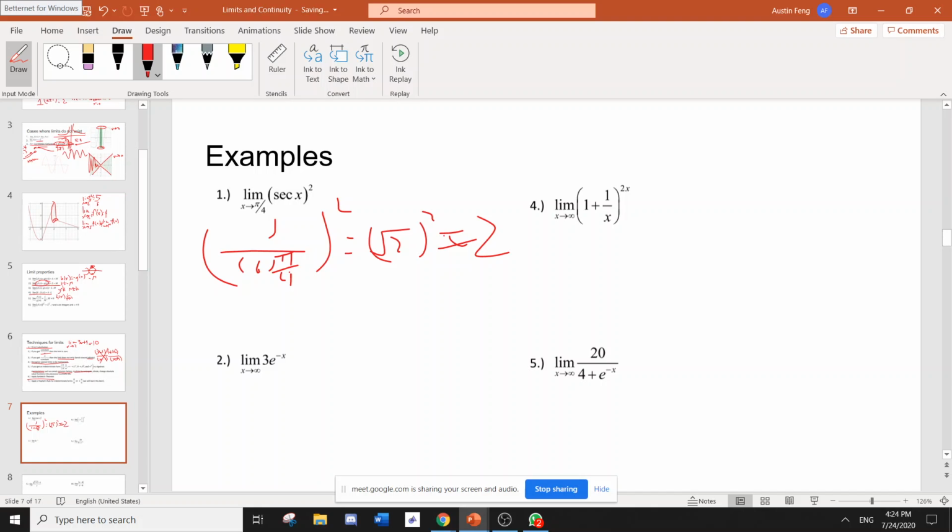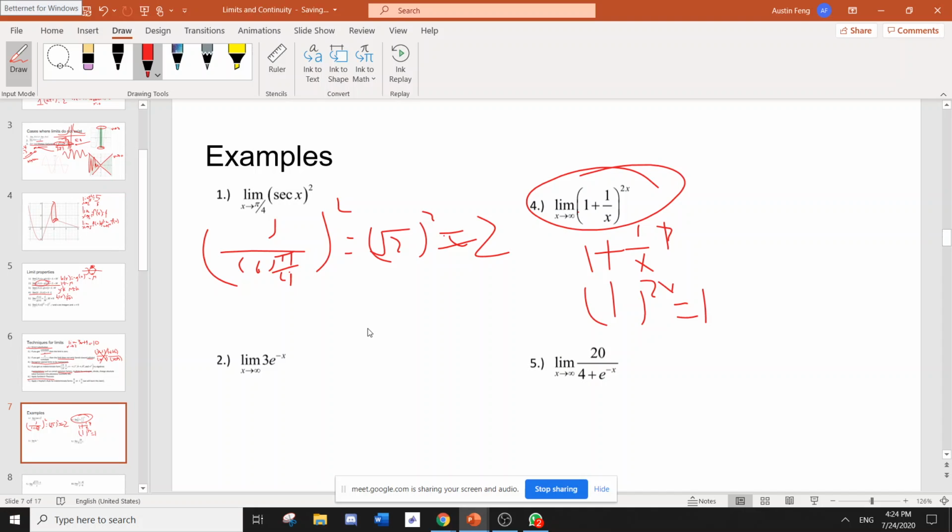And then let's look at number 4. So when x goes to infinity, 1 plus 1 over x goes to 1. However, this is actually not the case. You'd expect it to go to 1 because you get 1 when you plug in x going to infinity, you get 1 to the 2x. So you expect to get 1. However, this is not the case, and we'll come to this later on.